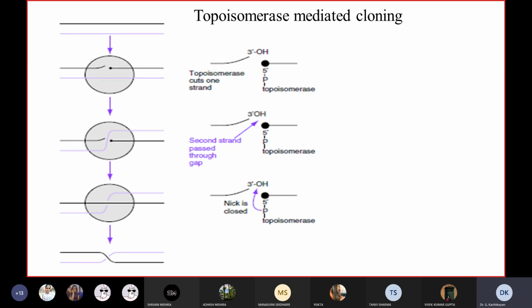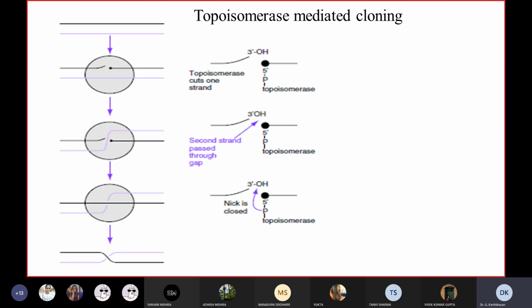of using topoisomerases. When you do ligase mediated cloning, it generally takes a long time. You need to incubate with ligase at 4 degrees centigrade for almost 24 hours, anywhere between 12 to 24 hours. But the beauty with topoisomerase is that it takes only 5 minutes. By the end of 5 minutes, your ligation is completed.